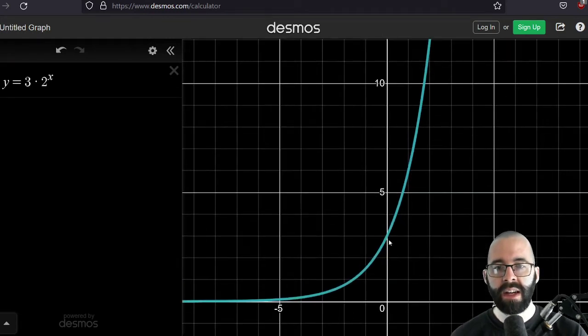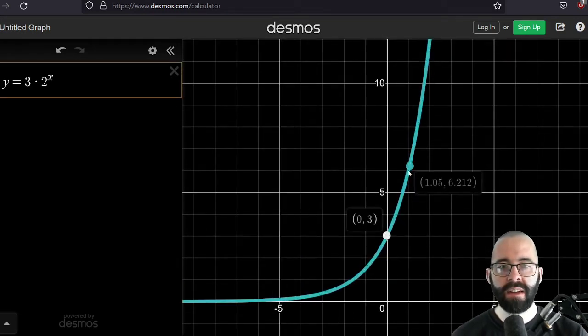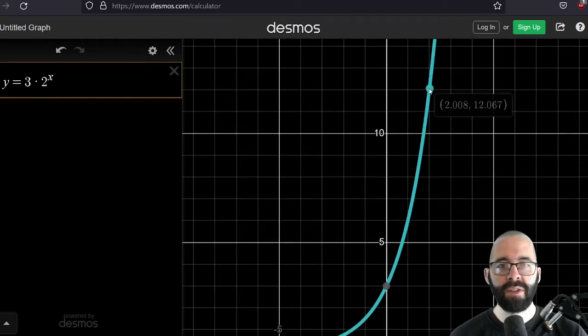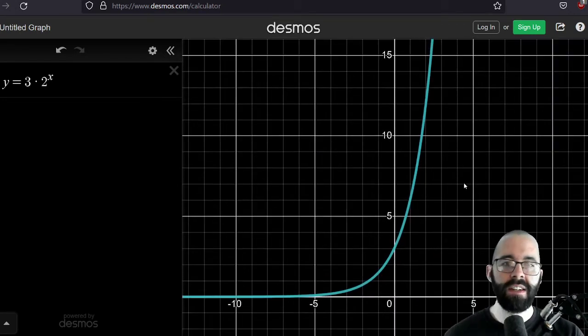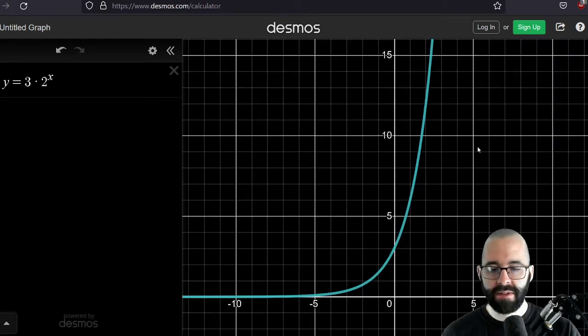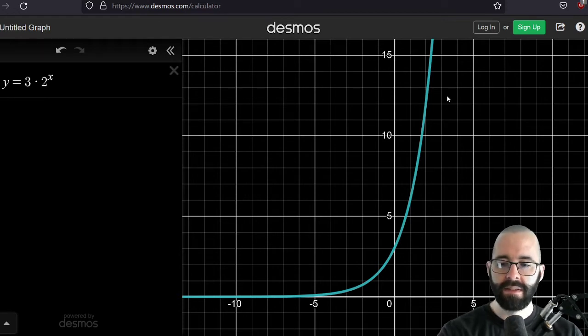Great. And every time we move right 1, we should keep doubling. Right 1, oh, up to 6. Right, another one, oh, up to 12. And so on. Okay? This should look like what we have. Hit the wrench icon on the right and make it even more similar.